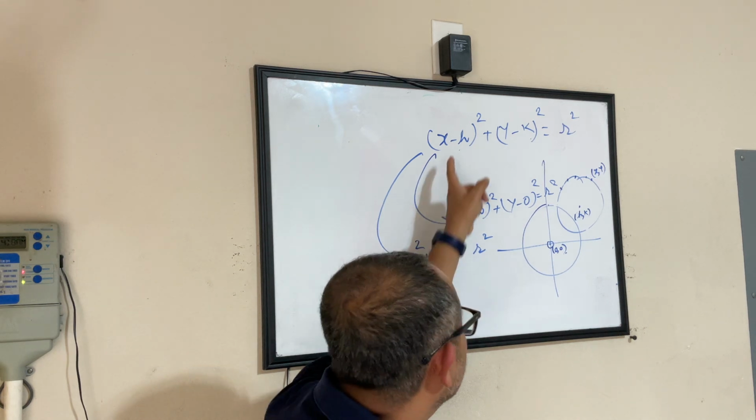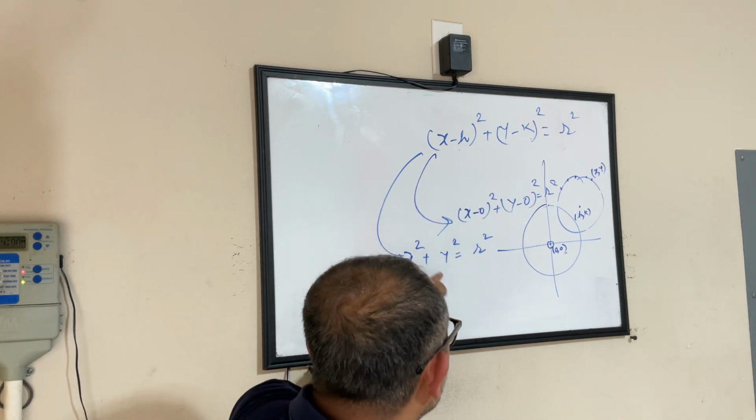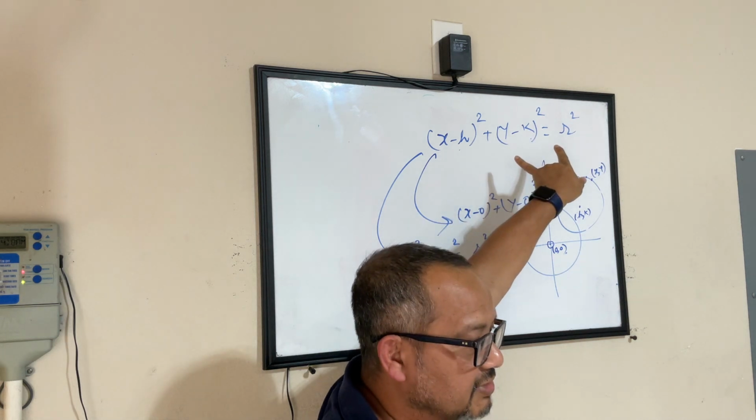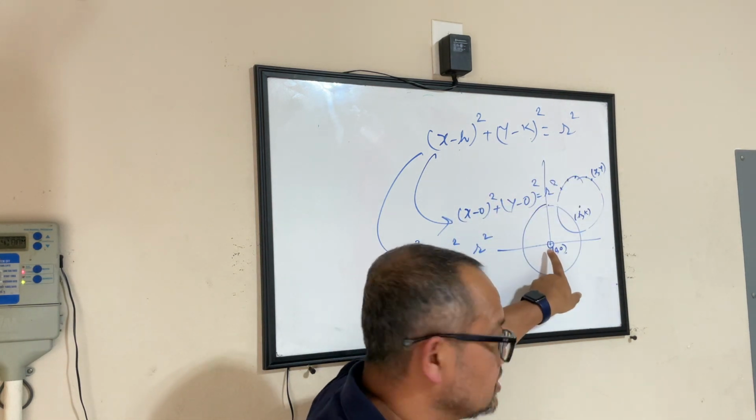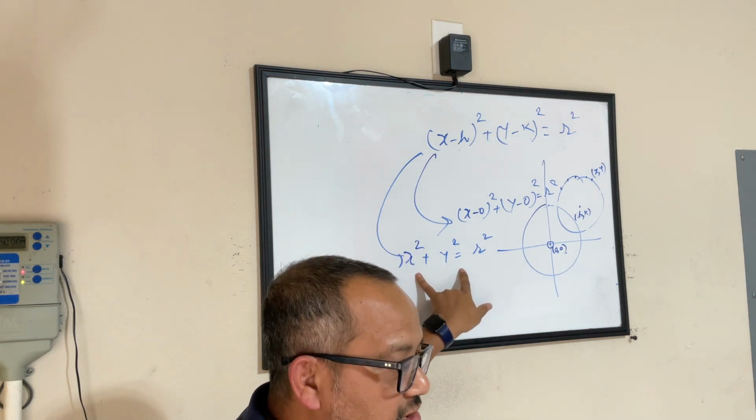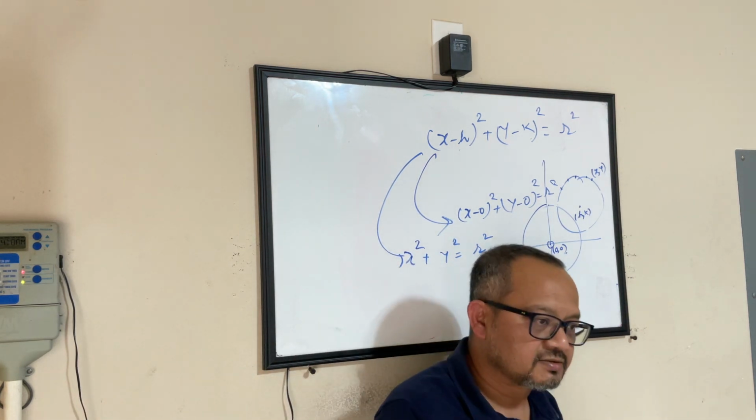And these equations are the same. The only difference being here your center's coordinates have some values, meaning it's not coinciding with the origin of the coordinate plane, whereas in this case it is coinciding with the origin of the coordinate plane. Any questions?